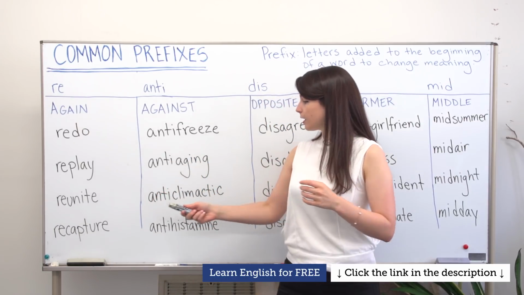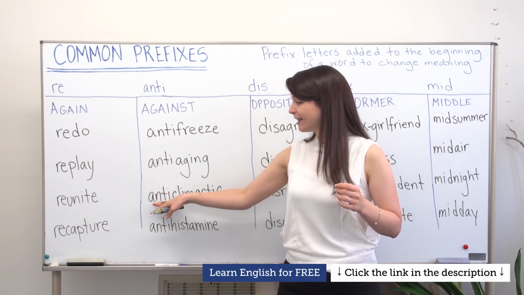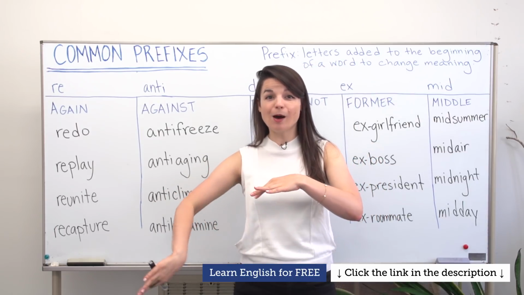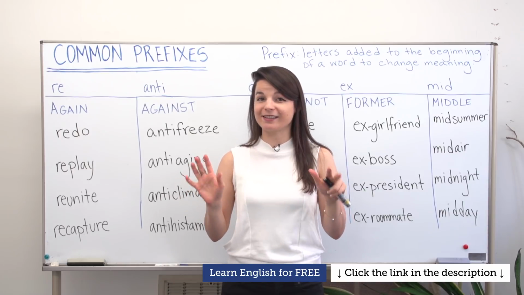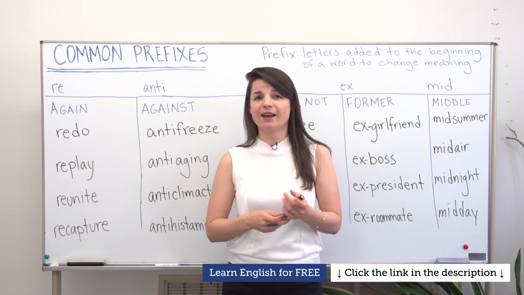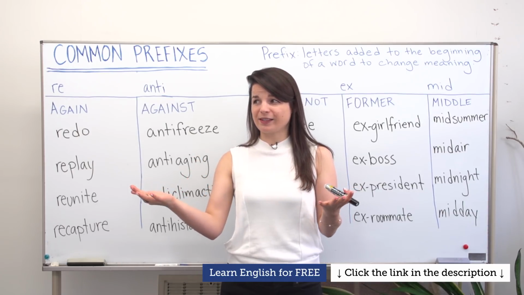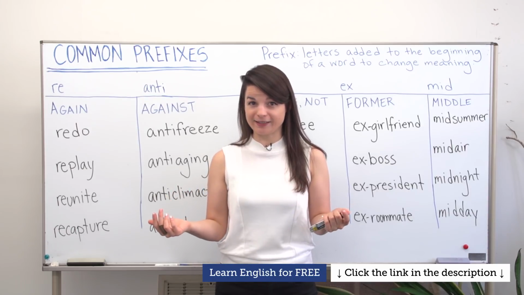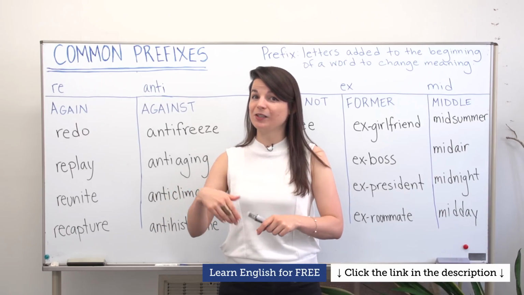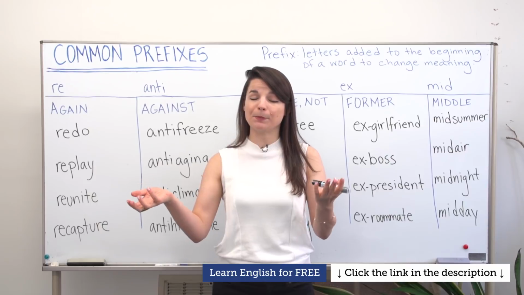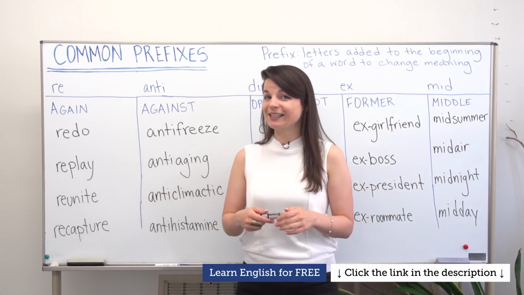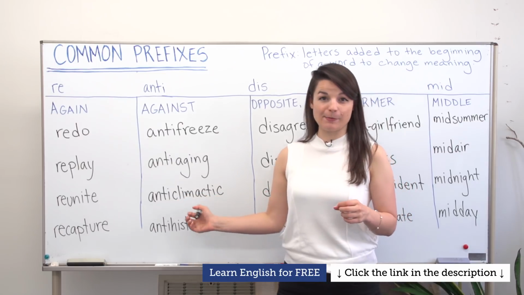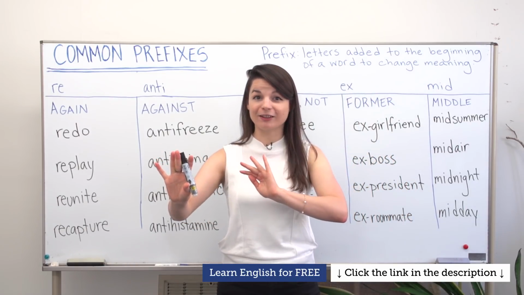Therefore, when we look at the word anticlimactic, anti means against. So it's the opposite of climactic. It's not exciting, it's not dramatic, it's not important. We might say that movie's climax was actually really anticlimactic. Or I was really excited to do something this weekend, but my plans fell through. It was really anticlimactic. So anticlimactic means not climactic, or it's the opposite of climactic.